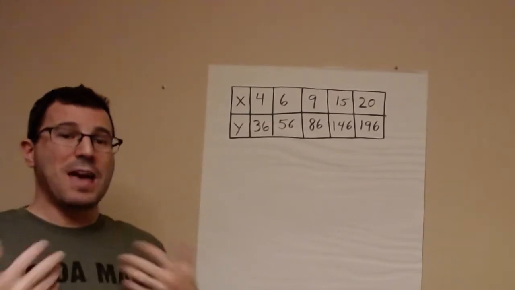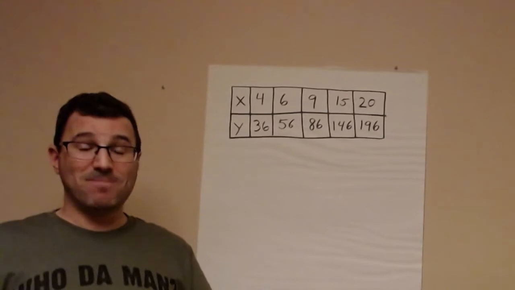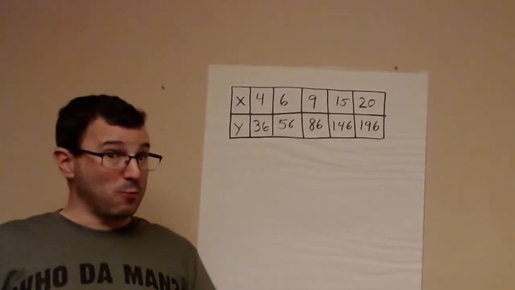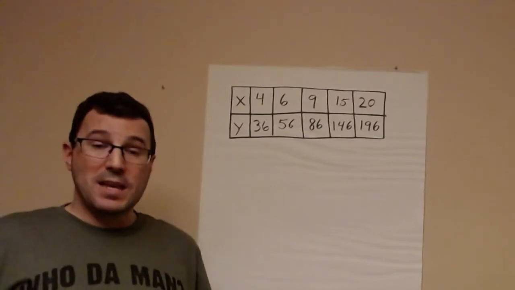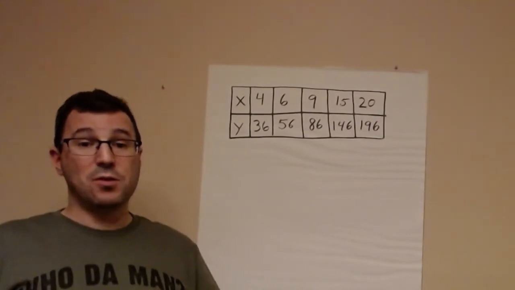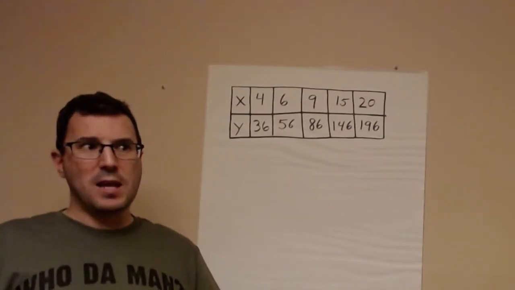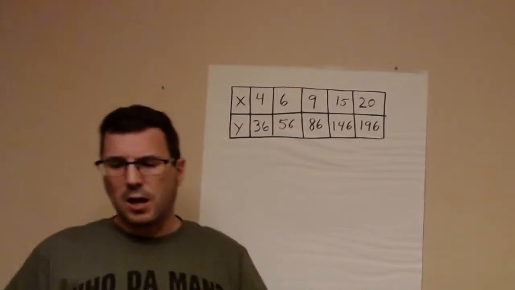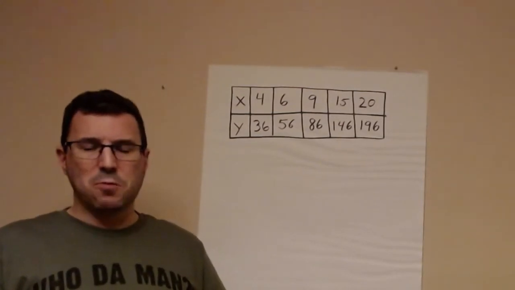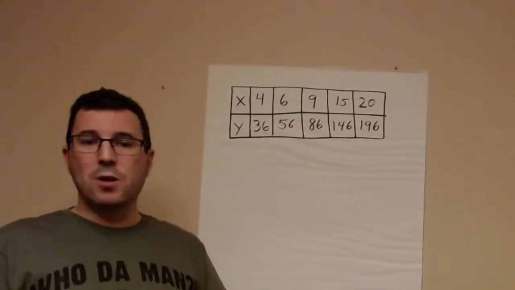Lastly, we have a table. Now, a table, just like anything, can either be really easy or not so much. Really easy tables will give you your y-intercept, and you will be able to tell the slope very easily. Other ones, not so much. This one, not so much. I didn't want to do an easy one.